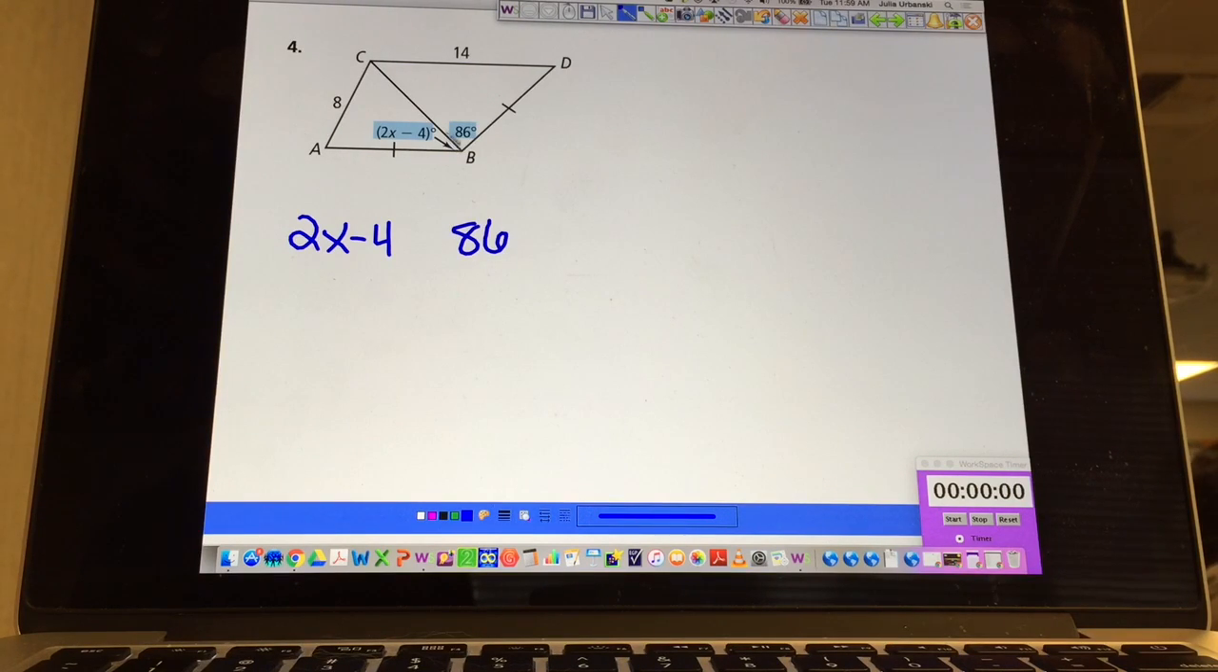And he said that 86 is bigger. Why would he say that? Because 86 is greater than 14 and it's across from the 14. Good. So you take that one and you make that the bigger one. Everyone good with that so far? Yeah. So now you add 4 to both sides.